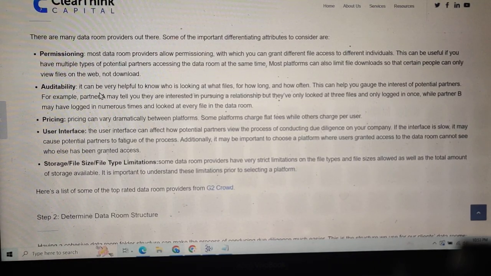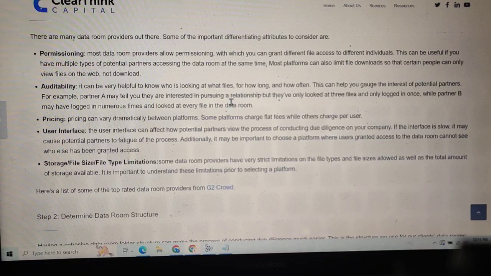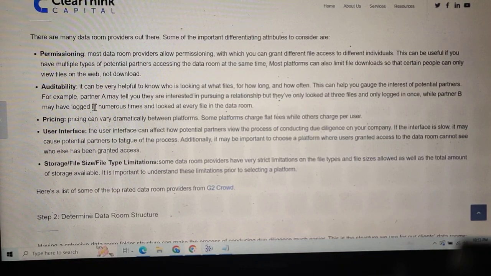Auditability. It can be very helpful to know who is looking at what files, for how long and how often. This can be helpful to gauge the interest of potential partners. For example, partners may tell you they are interested in pursuing a relationship, but they have only looked at three files and only logged in once. With other partners, you may have seen they have logged in numerous times and looked at every file in the data room.